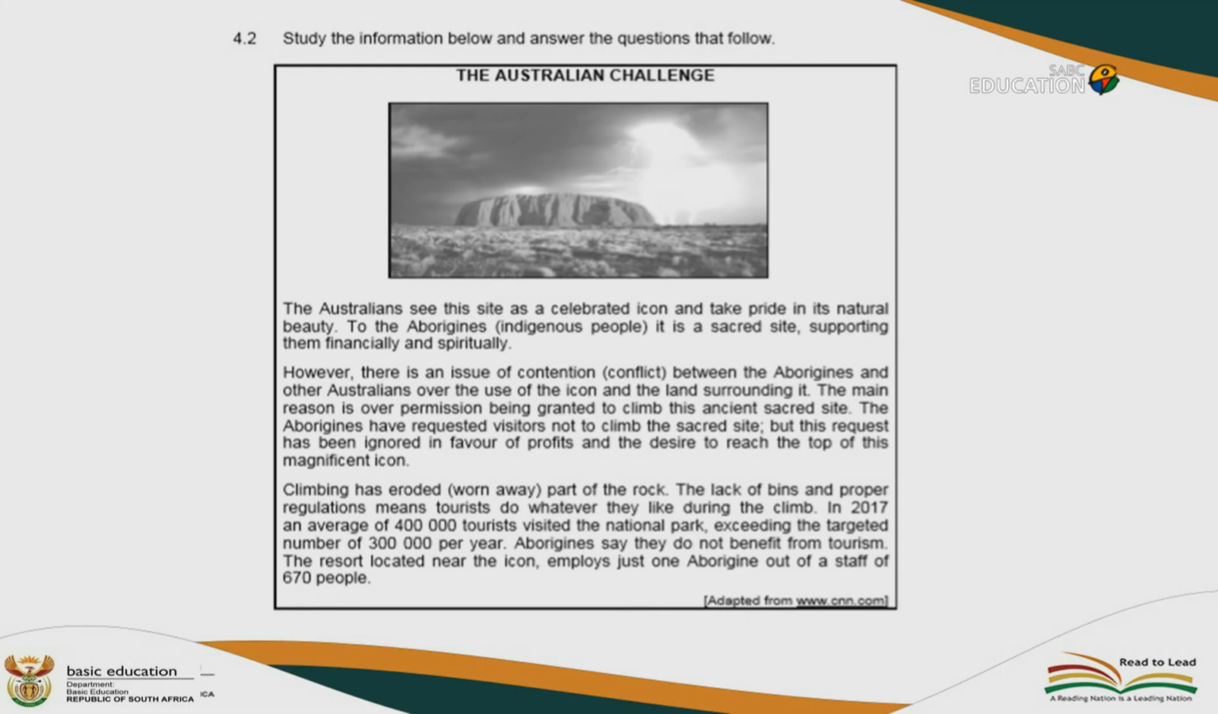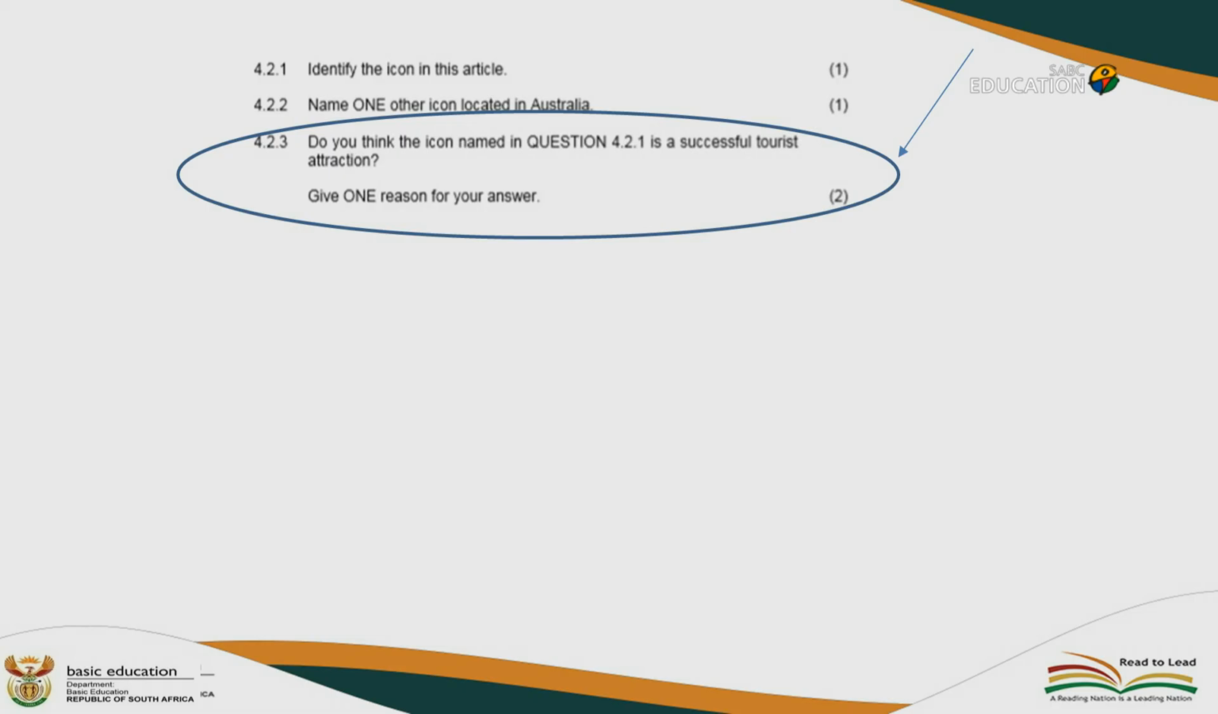First, you should have been in a position to identify the image on which icon this extract is based. Now, I just want us to focus on the question that I have circled. It is 4.2.3. There's 4.2.1 where they say identify the icon in this article. You should know that from icons. 4.2.2, name one other icon located in Australia. So just for the sake of quickness, the icon in this article is Ayers Rock. Name one other icon located in Australia. You should be thinking of Sydney Opera House. And then 4.2.3, this is the one that is actually testing the factors and the characteristics.